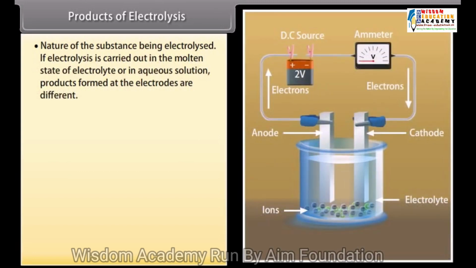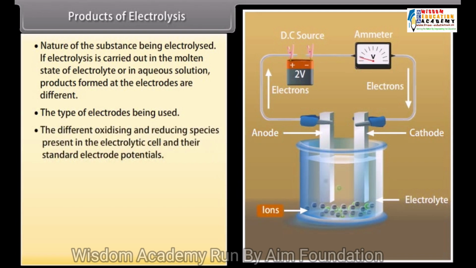Products of electrolysis. Products of electrolysis depend mainly upon the following factors. Nature of the substance being electrolyzed. If electrolysis is carried out in the molten state of the electrolyte or in aqueous solution, products formed at the electrodes are different. The type of electrodes being used. If the electrode used is inert, it does not take part in the reaction, or if the electrode is reactive, it takes part in the electrode reaction. Then the products of electrolysis would be different.